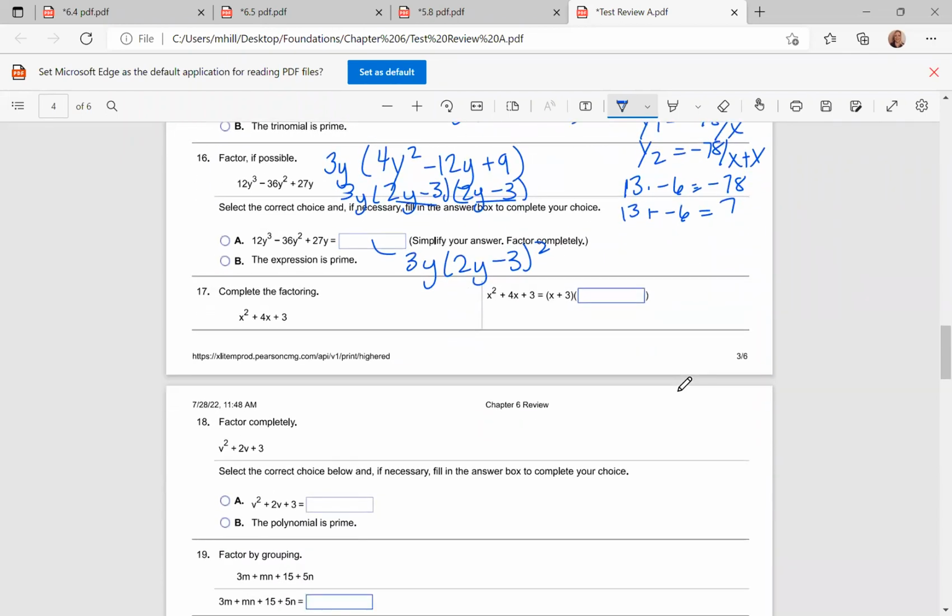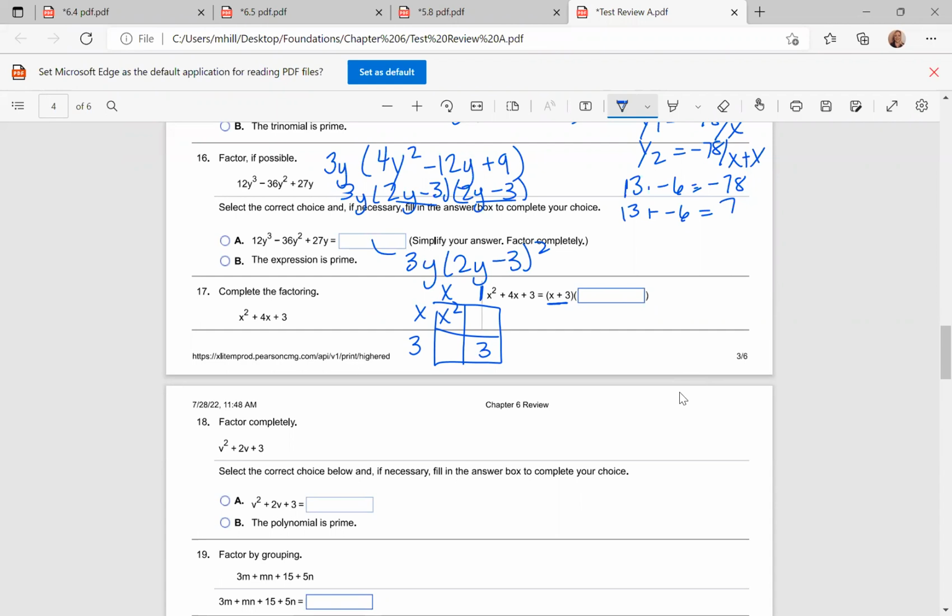Here we go, complete by factoring. Well, they're already telling us one of our answers is x plus 3. So if we draw our box here, we know that this is x squared. We know that this is 3. We know that one of our answers is x plus 3. So to get x squared, if this is x, this has to be an x. To get 3, this would have to be a 1, because 3 times 1, right?